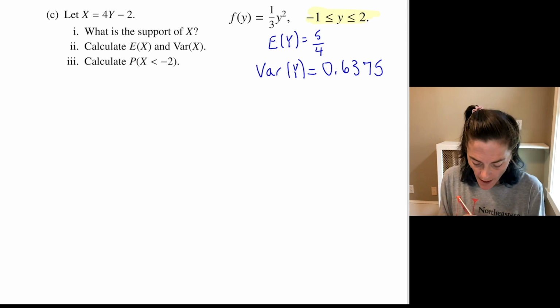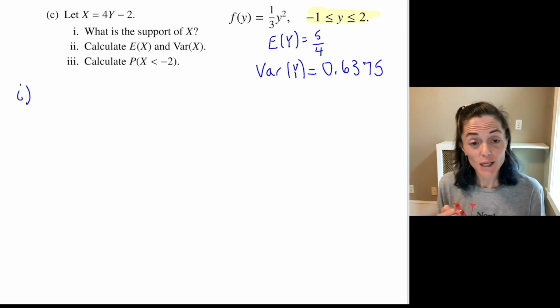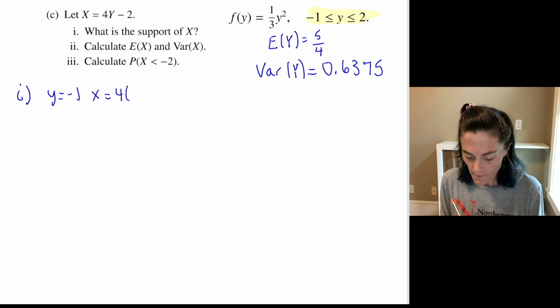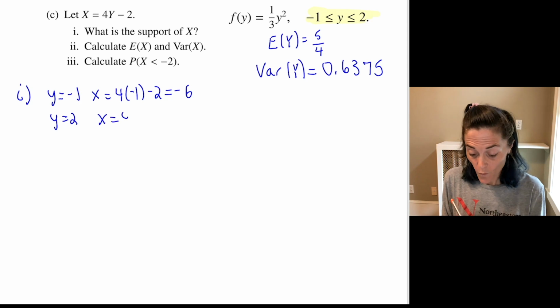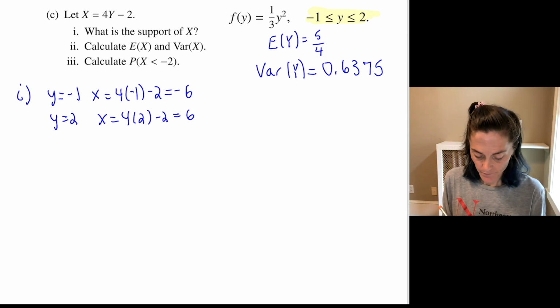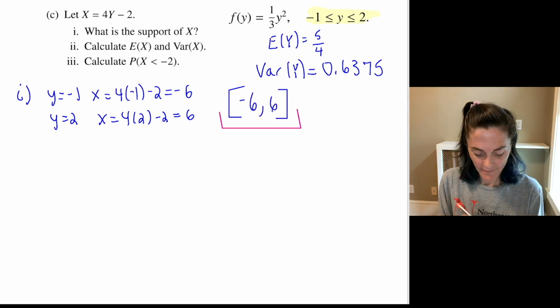And so for letter i here, the support of x, okay, let's look at the endpoints. So when y is -1, x is 4 times -1 minus 2, which is -6. And when y is 2, x is 4 times 2 minus 2, which is 6. Okay, so the answer here is the closed interval from -6 to 6. Next part.